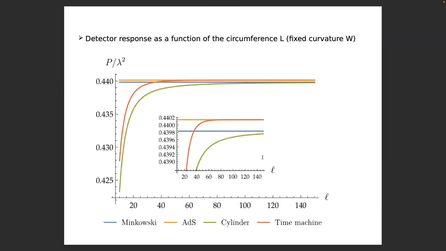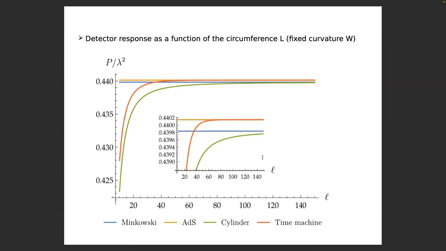So these are the results that we get for the transition probability in terms of this L. This is not the capital L because we divide by the capital T in order to get a dimensionless quantity, but for our purpose, take here the capital L, so the length. So this is the detector response in the different spacetimes as a function of the circumference L, the length of the strip, but keeping fixed the curvature.